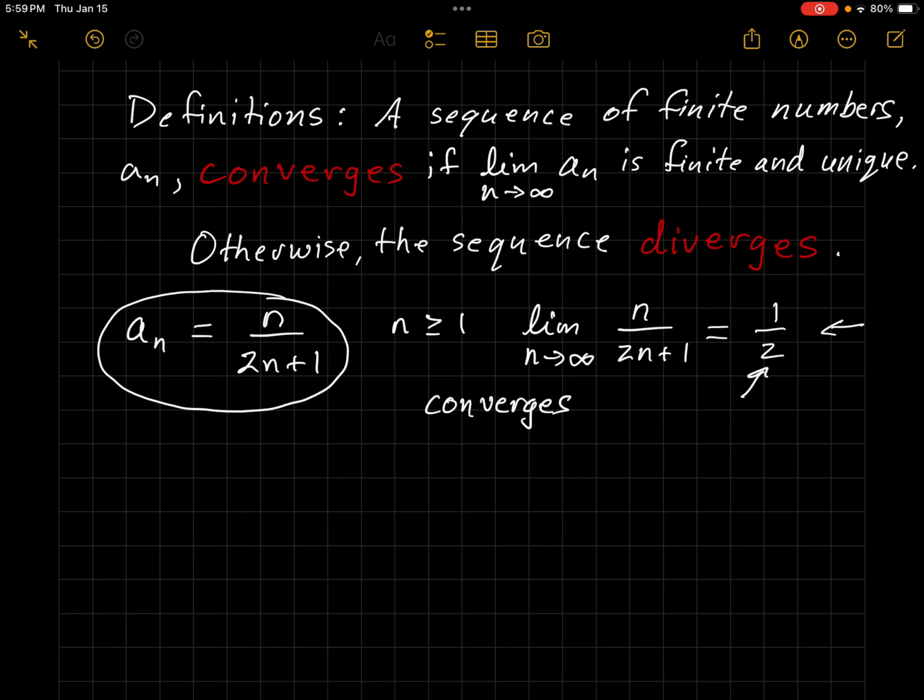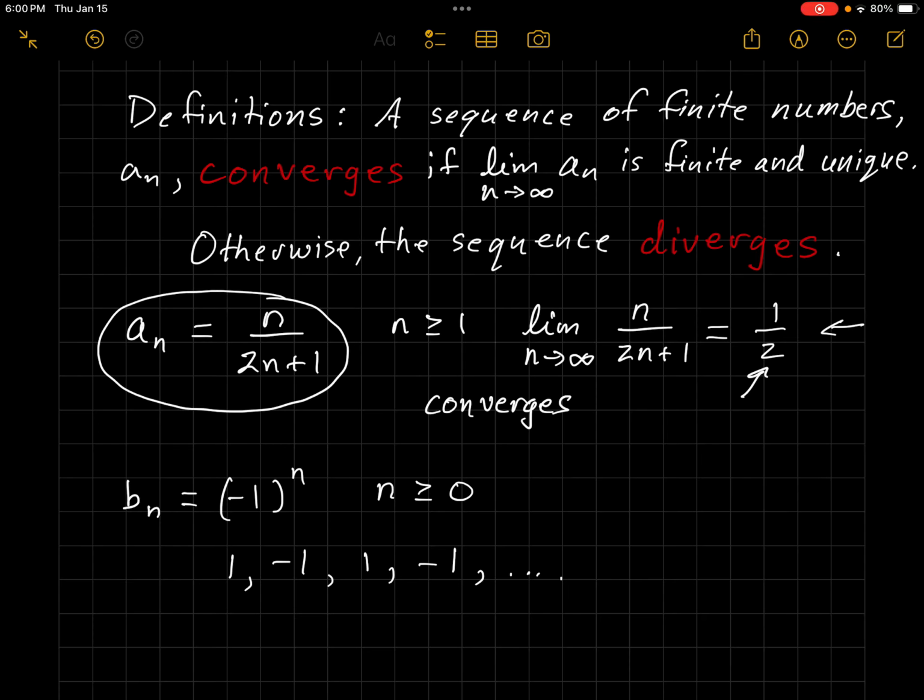So what does it mean by unique? Well, let's take a look at another sequence that's called b sub n equals negative 1 to the n. And we'll do n greater than or equal to 0. Now let's write out some terms. Let's start with n equals 0. So b sub 0 is negative 1 to the 0, which is 1. N equals 1, we get negative 1 to the first. N equals 2, we get negative 1 squared, then negative 1 cubed, etc., etc.